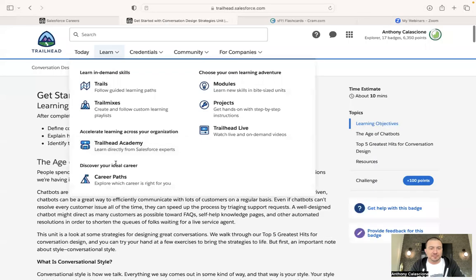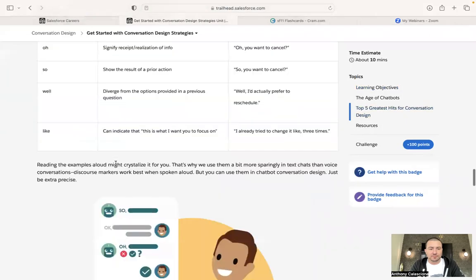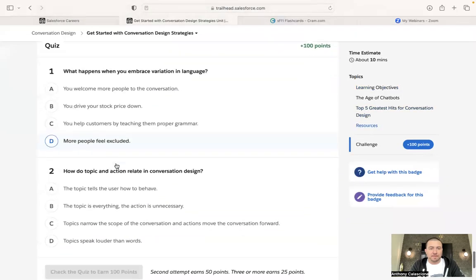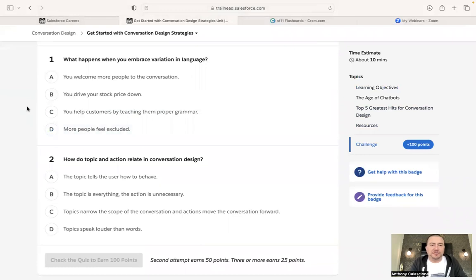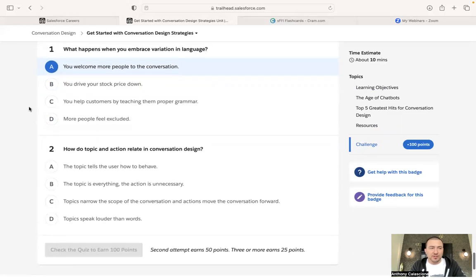All right, let's take a test. What happens when you embrace variation in language? You welcome more people to the conversation, you drive your stock price down, you help customers by teaching them proper grammar, more people feel excluded. I don't even think they're trying to challenge us anymore. Three of those answers are just crazy town USA.